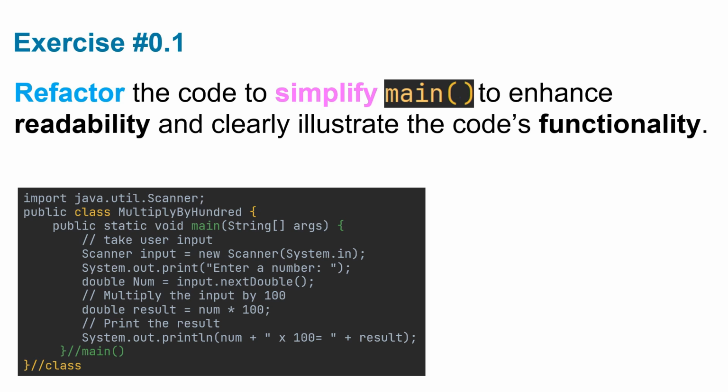Exercise 0.1. Refactor the code to simplify the main method to enhance readability and clearly illustrate the code's functionality. Please pause the video and start writing your code. Once you're finished, continue to the next slide for a brief explanation.